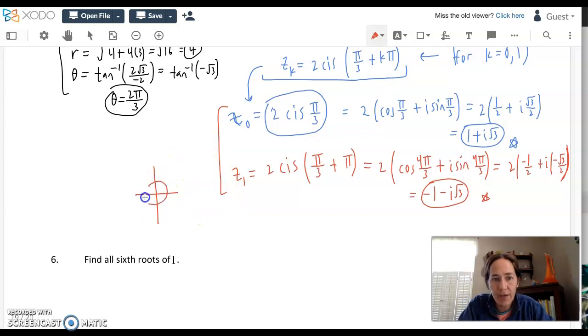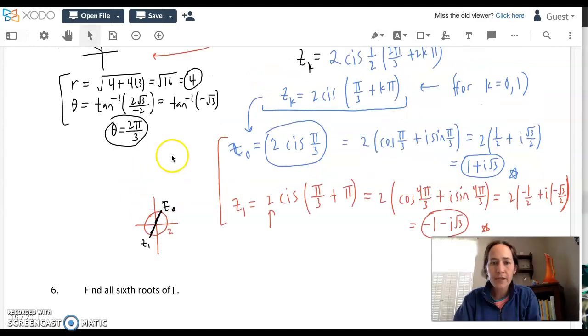You can actually graph this solution on the unit circle, and not really the unit circle. I'm going to call this the 2-unit circle. The radius of this circle is 2, and both solutions fall along this circle. One of them is in quadrant 1 at pi over 3. We found one solution here. That is z sub 0. And then if we go all the way around to the 4 pi over 3 angle, you get z sub 1.